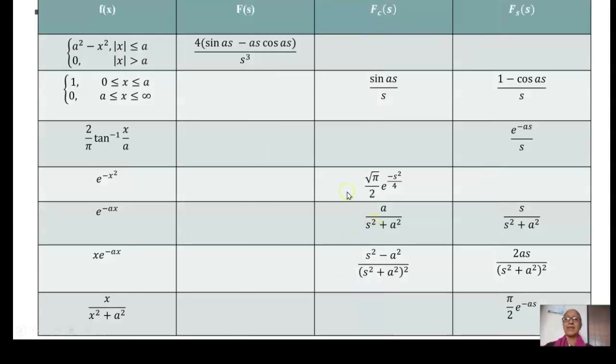So, if only the integral is provided, and the integrand is in the form of some e power minus x square, then you have to choose the cosine transform, root pi by 2 into e power minus s square by 4. In some questions you may have to evaluate an integral like 0 to infinity a by s square plus a square ds, then you have to choose f(x) equal to e power minus ax. You will understand how we take this function and how we can evaluate this while solving examples. Now let us see some examples.